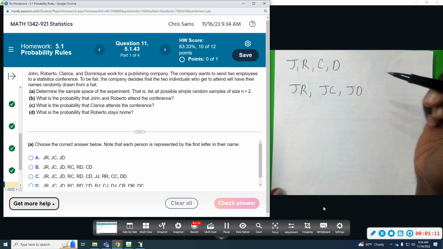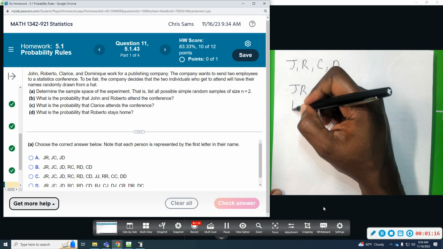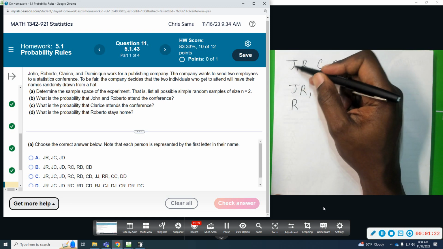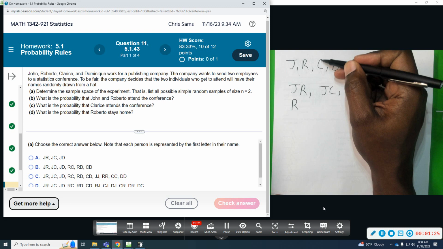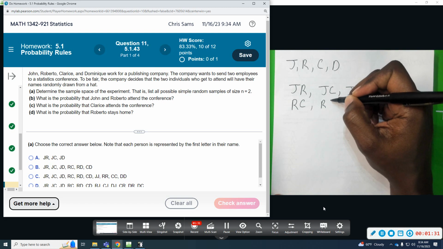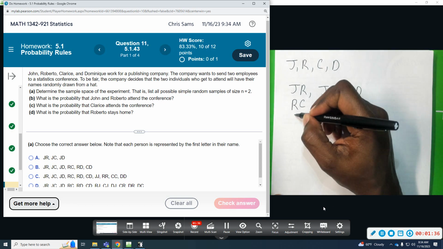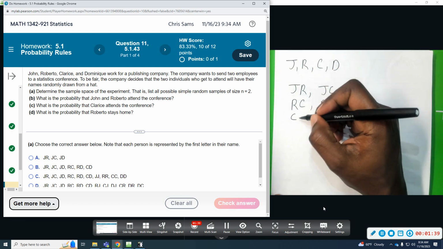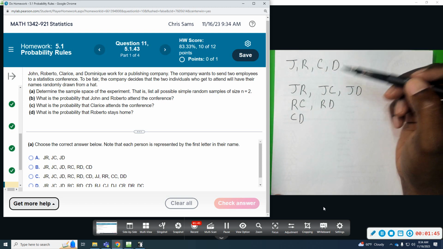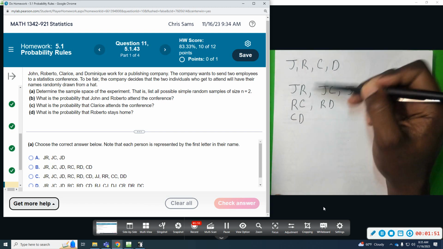Okay? Then we're going to start with the chance that Roberto was selected. So once he's selected, we already have the possibility that he's paired with John, so we're only going to pair him with C and D. So RC and then RD. Okay, so now we're going to take the possibility that Clarice was chosen, and we're going to pair her with D, because she should already be paired with everybody else. And so we have JC, RC, and DC. So she's paired with everybody else.